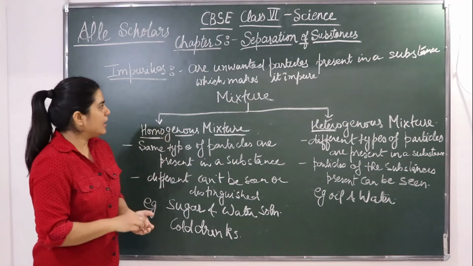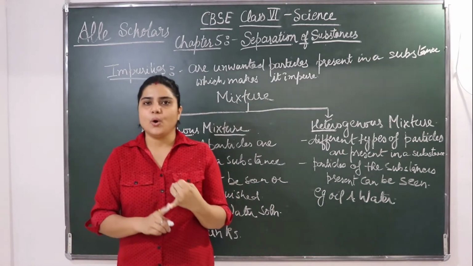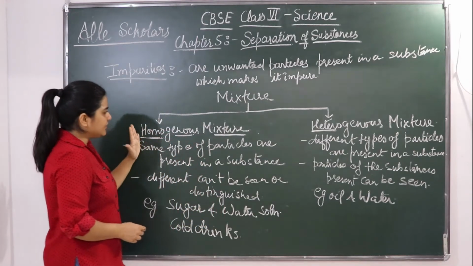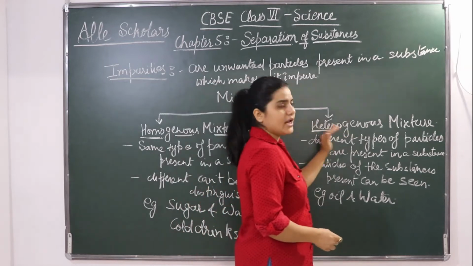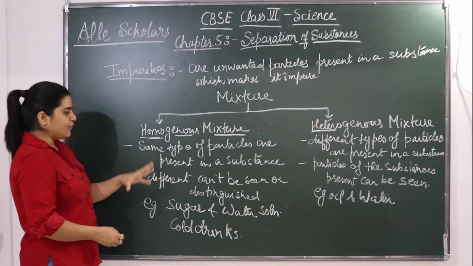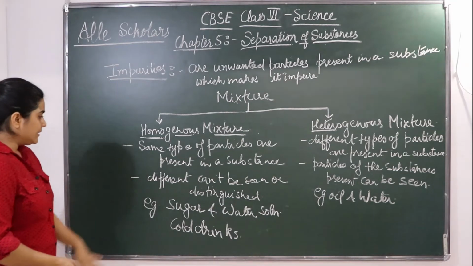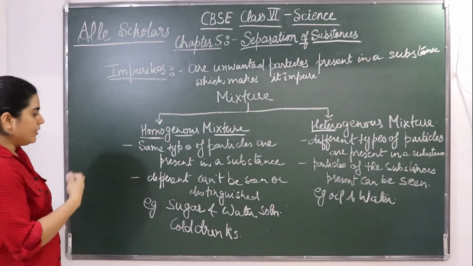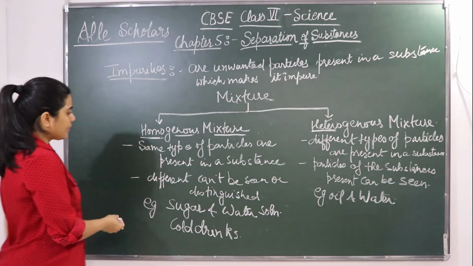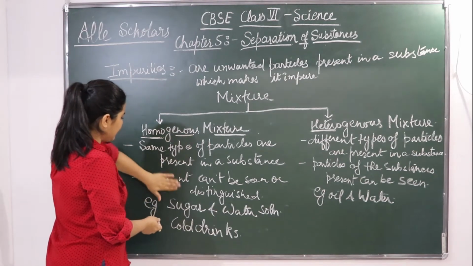Okay, when you put oil in water, you can see a separate layer of oil in it. Okay, so we have seen that substances are of two types, pure and mixture. Mixtures are further of two types, homogeneous mixture and heterogeneous mixture. In homogeneous, the same type of particles are present. Different particles cannot be seen or cannot be differentiated. Okay, or cannot be distinguished. Okay, here better you write.